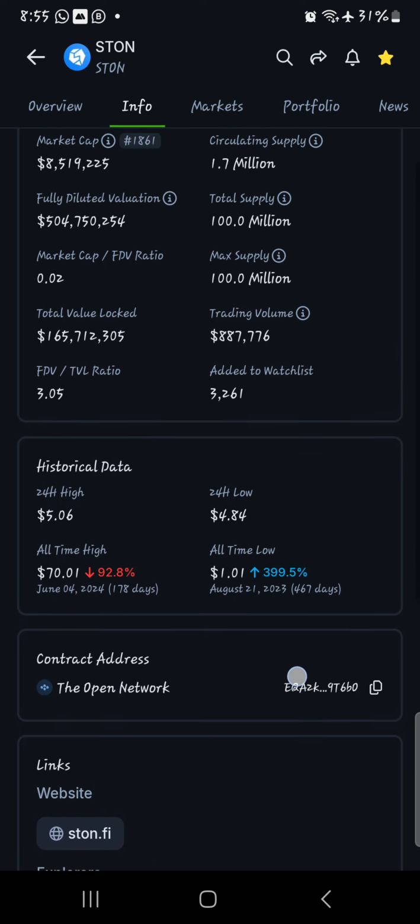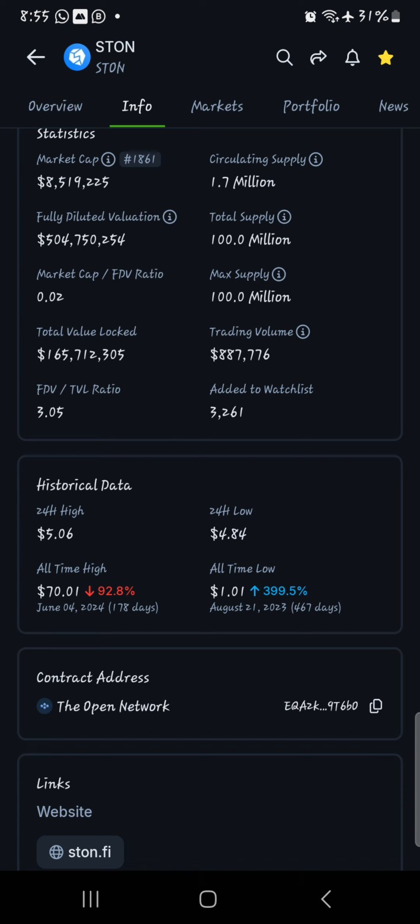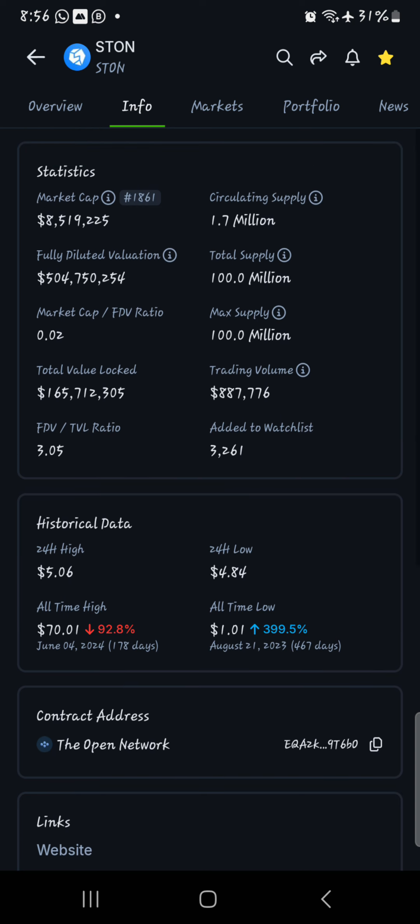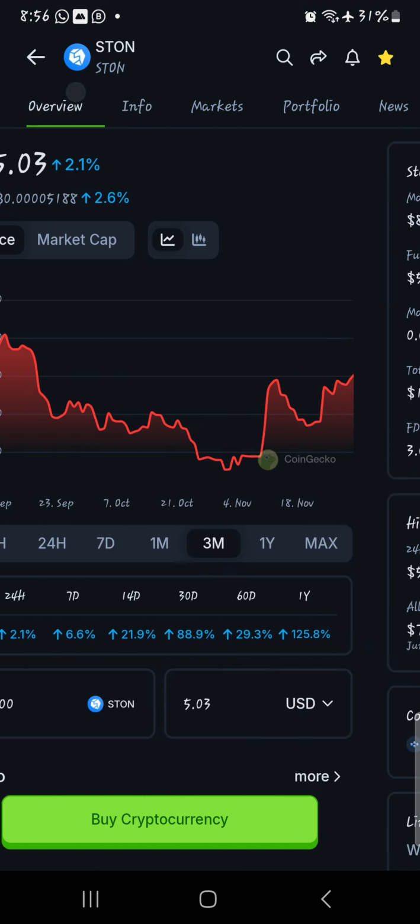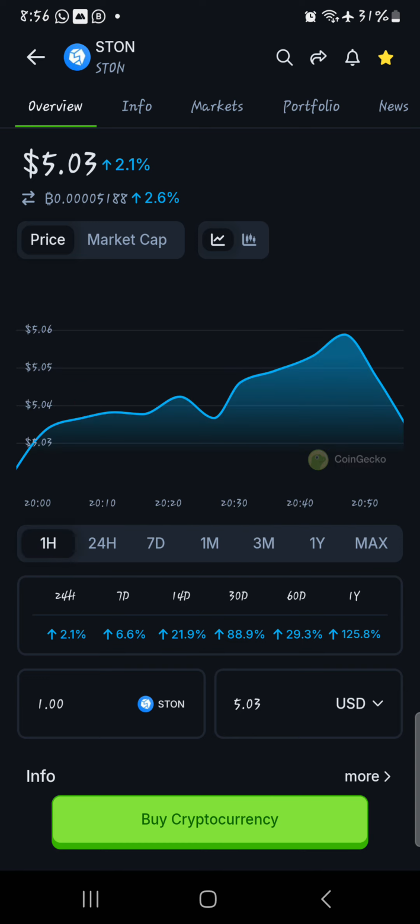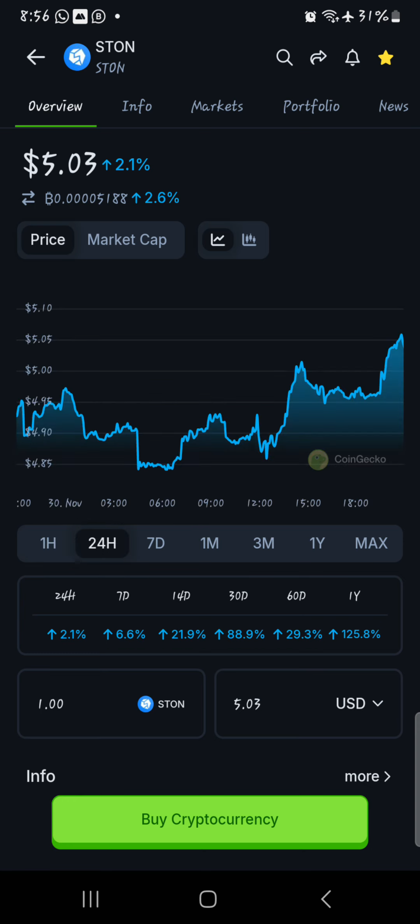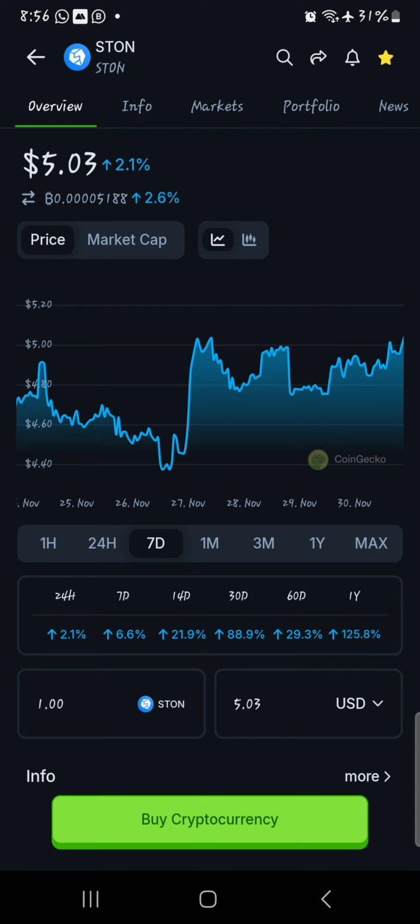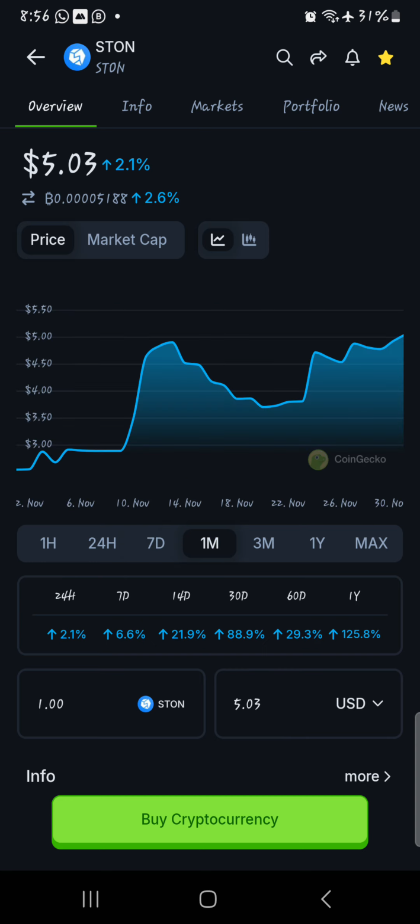So I just feel that okay, now I look at the all-time high for this project, 70. Wow, that's massive. All-time low 1, and it's currently at 5. Let's look at the charts, because that would be a very interesting chart. In the last 1 hour, okay, it's up but it's going down. 24 hours, definitely responding well. 1 week, so this ecosystem is a bit volatile but trending upwards. In the 1 month view, upwards.